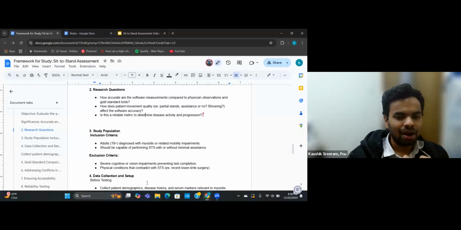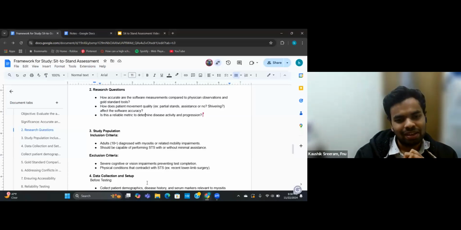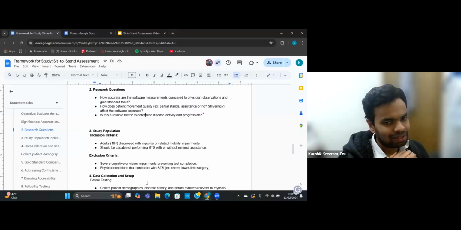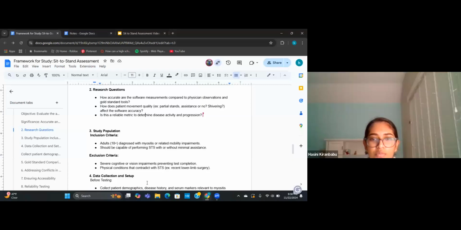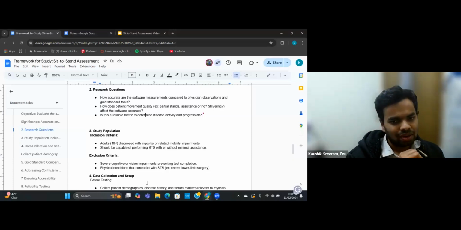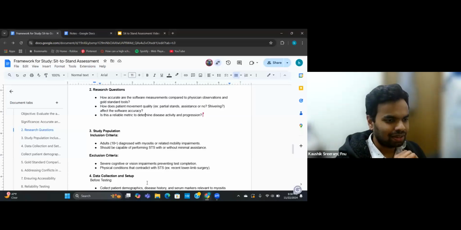Now you tell me how your inclusion... you are forgetting a very important thing. Read your first point. Adults above 18 diagnosed with myositis or related mobility impairments. Or related mobility impairments. What does that mean?